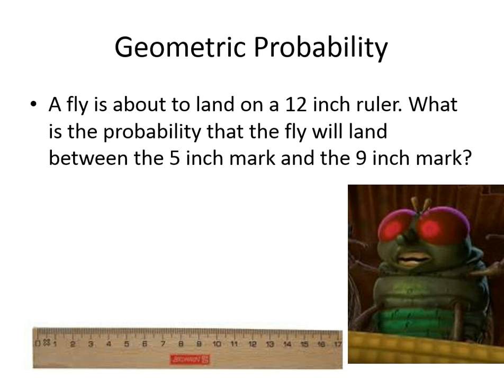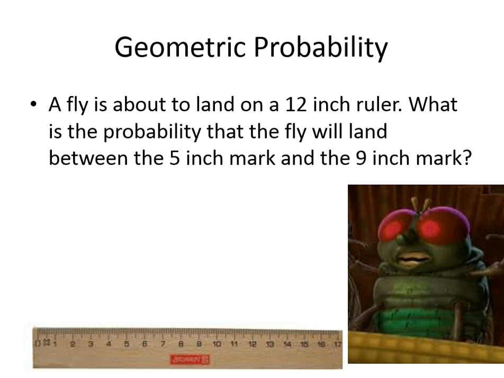Again, geometric probability deals with some sort of measurement, either with a shape, with the area of the shape, the perimeter of a shape, or even time, like in this case. So we've got a fly, like that fly from A Bug's Life, I think. It's going to land on this 12-inch ruler. We want to know what's the probability of it landing between the marks of 5 inches and 9 inches.